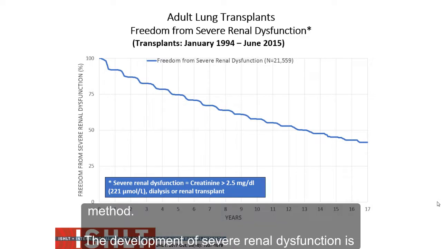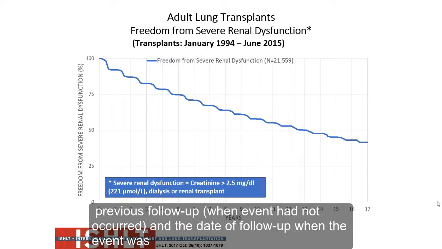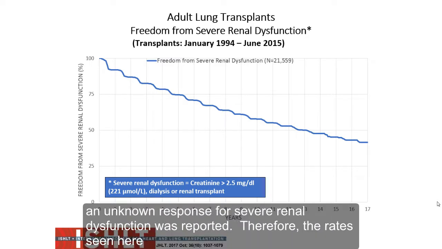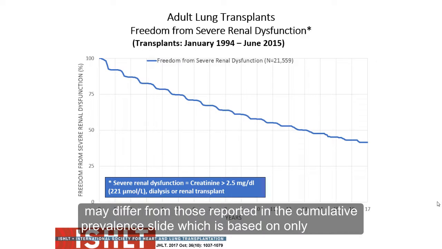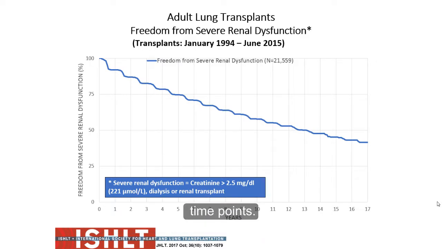This is some more data from the registry showing freedom from severe renal dysfunction. They define that as a creatinine greater than 2.5. And if you trace it out over the 17 years they have, if you get all the way out that far, less than 50% of people have a creatinine less than 2.5. So pretty common.